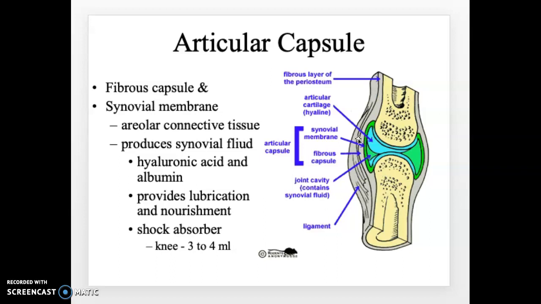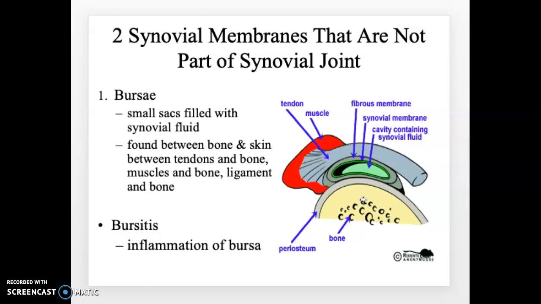So the articular capsule here, if we look closer, has a fibrous layer and the synovial layer. This synovial layer, the goal of this is to just produce that synovial fluid that lubricates and nourishes the joint. Other things, bursae are little fluid-filled sacs that are between the bone and the skin, bone and tendon, bone and bone, kind of depends on the situation. So here this bursae is between a tendon and the bone here.